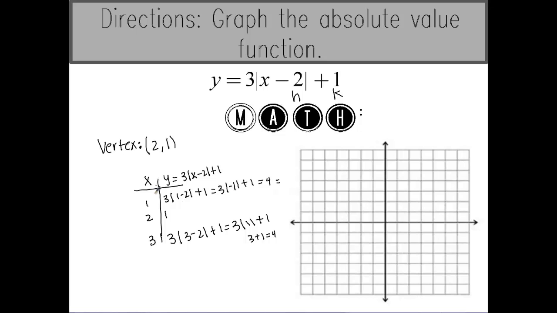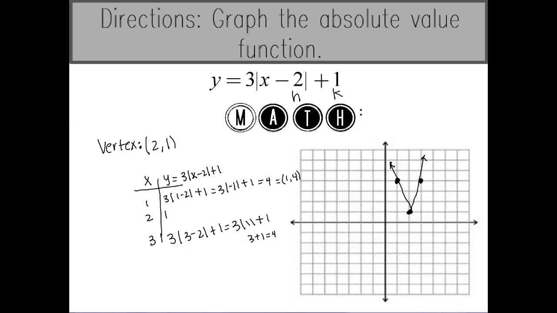Now that we have 3 x, y coordinates, we're going to take those and plot them. So this first one, we're going to go to 1, 4, and plot our first point. Then we're going to plot the point 2, 1. So we go over to 2, up 1. And then our last point is 3, 4. So we're going to go over 3, up 4, and plot our graph. Because it is a V, I know I have graphed it correctly.